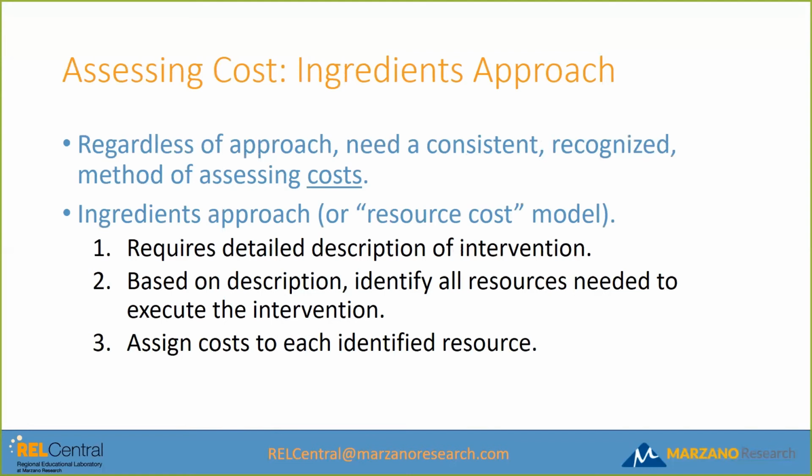Based on the detailed description, even looking at a program's logic model, what are all the resources that might be needed to execute the intervention, and then how can you assign reliable costs to each resource? Really the best way to do this, like I said, is to observe the intervention directly if it's possible. Sometimes it's not possible if there aren't enough resources for the research or evaluation study to have researchers observe or attend at least parts of the intervention.